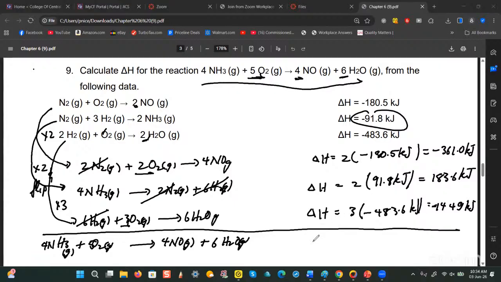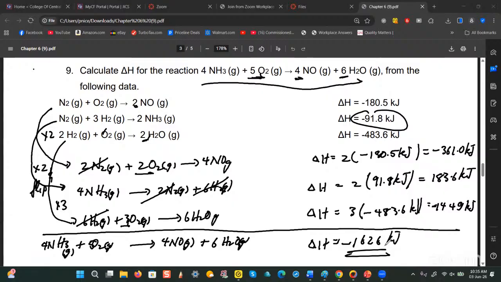So which means that to get delta H here, we add up all these values over here. So let's do that. That would be 361 plus 183.6. And then I'm going to add to that minus 1449. And according to my calculation, that works out. Now I have to round this to 0 decimal places. So that will equal minus 1626 kilojoules. That's what I got.